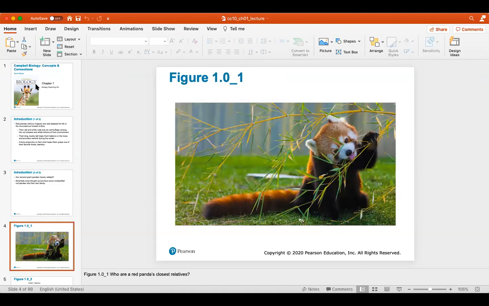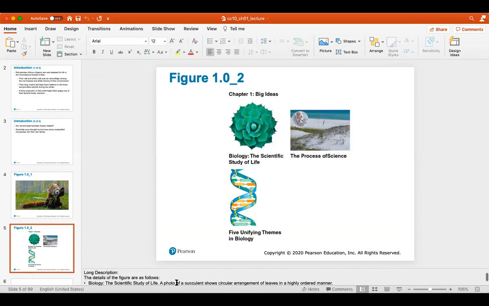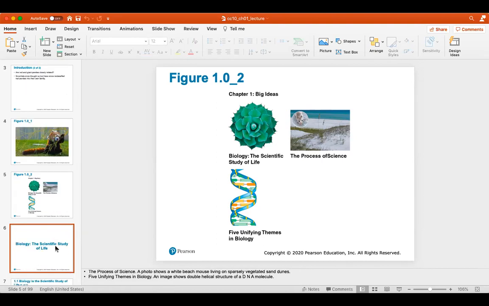Scientists are trying to figure out who their closest relatives are, but they've adapted to where they're living to take advantage of the environment. So this is taking a look at chapter 1, big ideas. We'll talk about biology, the scientific study of life, the process of science, and then the 5 unifying themes in biology. And we'll talk a little bit about that structure, which is a DNA double helix.